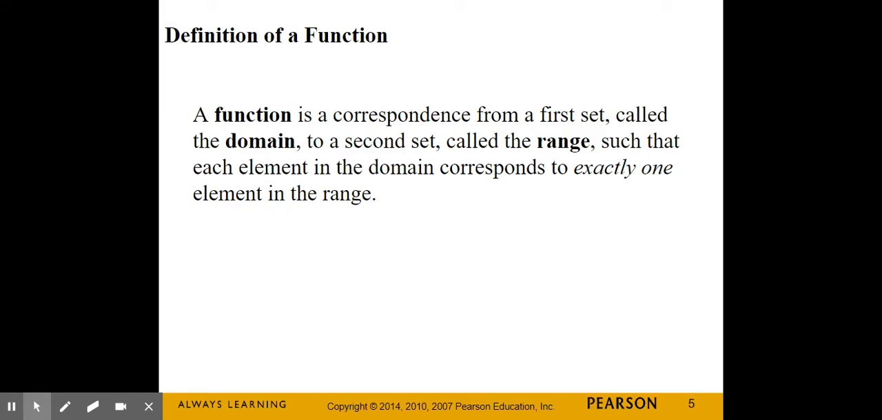Definition of a function. A function is a correspondence from a first set, called the domain, to a second set, called the range, such that each element in the domain corresponds to exactly one element in the range. So for every x, it is paired with exactly one y. If it's paired with more than one y, that makes it not a function.